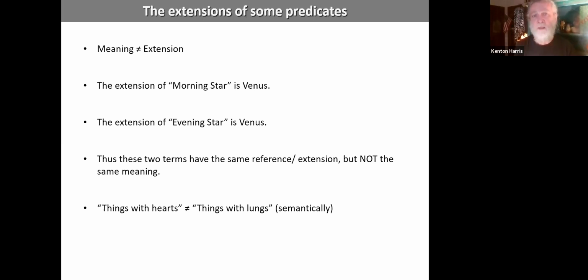When people talked about the meaning of morning star, they meant that star which first appears in the morning. When they talked about evening star, they meant that star that first appears in the evening. Now, depending on Venus and its proximity to the Earth and what else is going on in the solar system, sometimes Venus is the first star seen in the morning, sometimes it's the first star seen in the evening, not at the same time of the year, by the way. So for many years, people did not know that the morning star was the evening star. In other words, that the extension of the morning star was the same as the extension of the evening star.